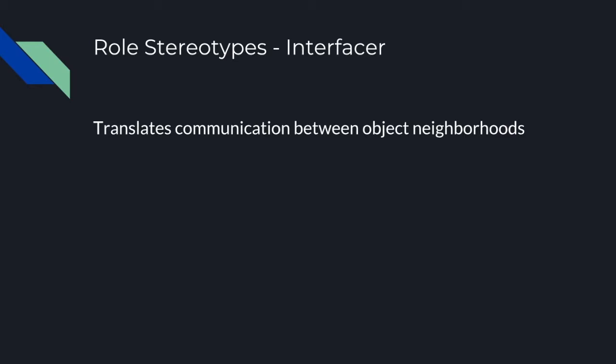We then have the interfacer role stereotype. This is a role which just translates between object neighborhoods so that they can all talk together. It creates a clean interface between the groups of nodes so that they can all work together cleanly.